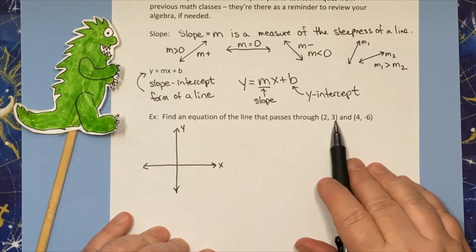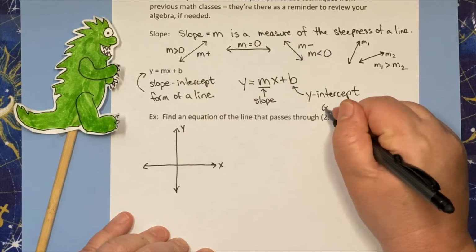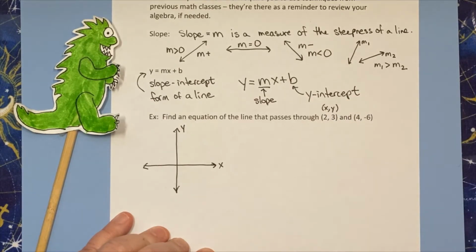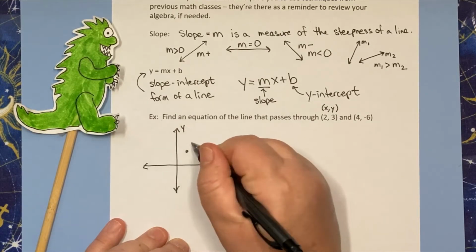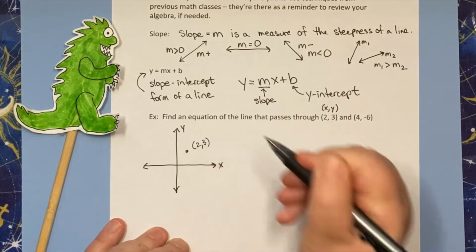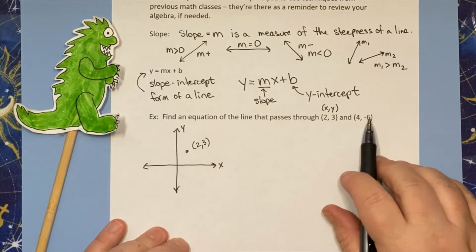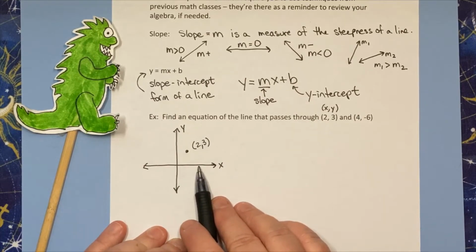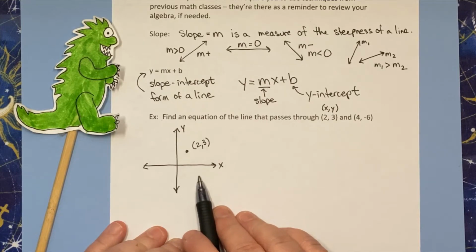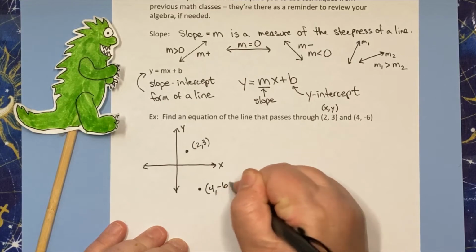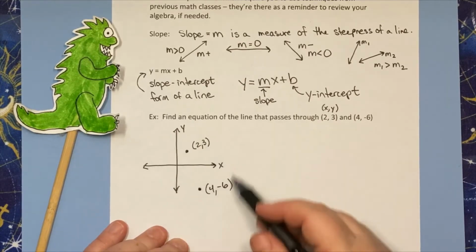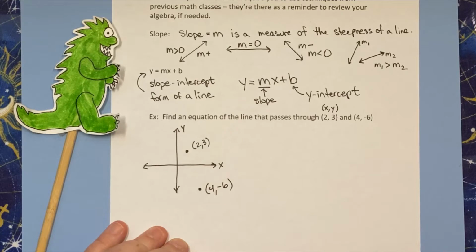So (2, 3). Remember that our ordered pairs are always written in the same order, x, y, when we're in 2 variables. And so the x value is going to be 2, the y value is going to be 3, so (2, 3) is somewhere like that. And then (4, -6), x is going to be out at 4, but y is going to be down here. And this is just a sketch. Obviously there's no grid, so I'm just eyeballing what I think it looks like.